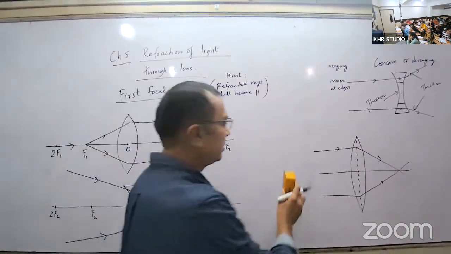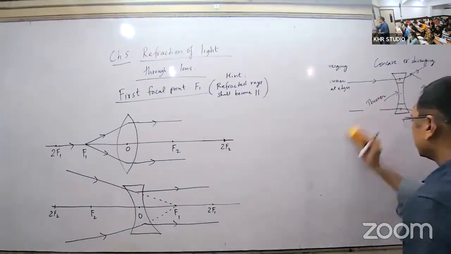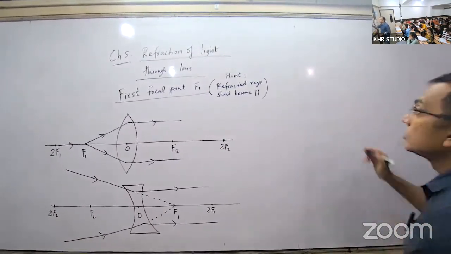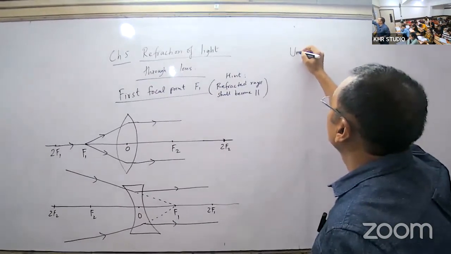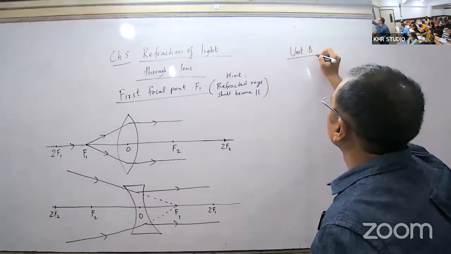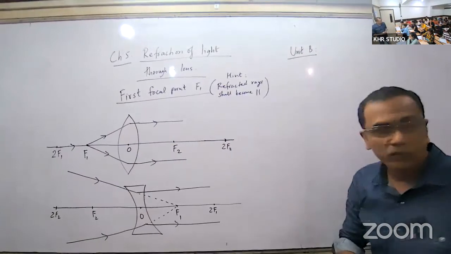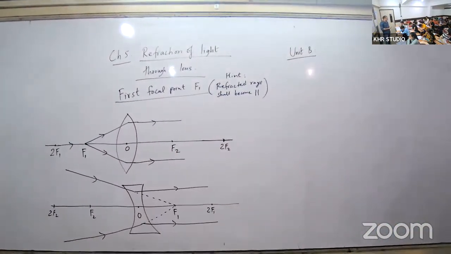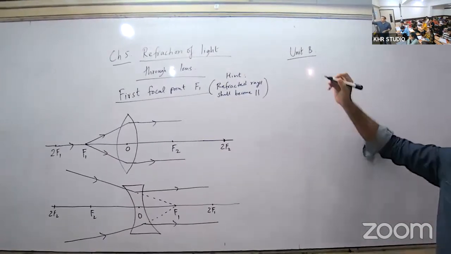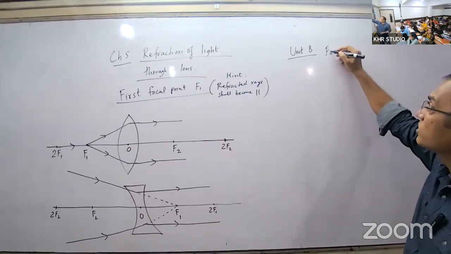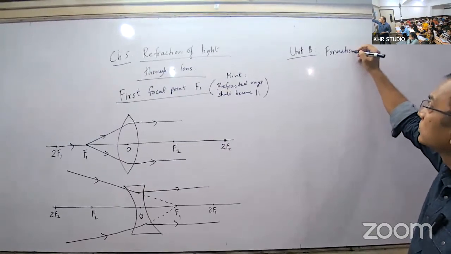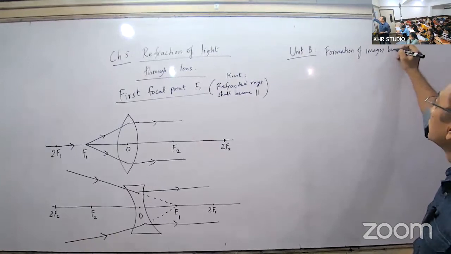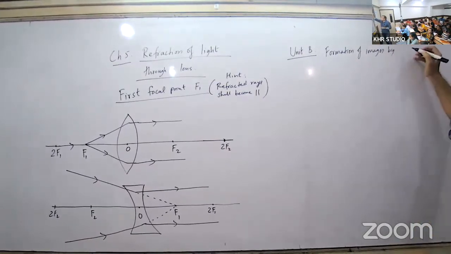So with this clarity, let's move on to the second unit, image formation. This is unit B now. Four units. Let's focus on B right now. So what does it deal with? Formation of images, first by convex lens.